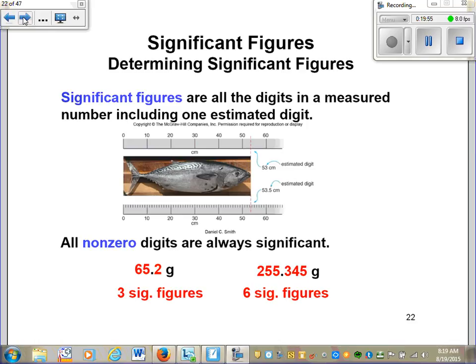Now there's some rules. Any number, all non-zero digits are significant. So if I look at 65.2, they're all non-zero, so there's 3 significant figures. It doesn't matter where the decimal point is. 255.345, they're all non-zero. It has 6 significant figures.